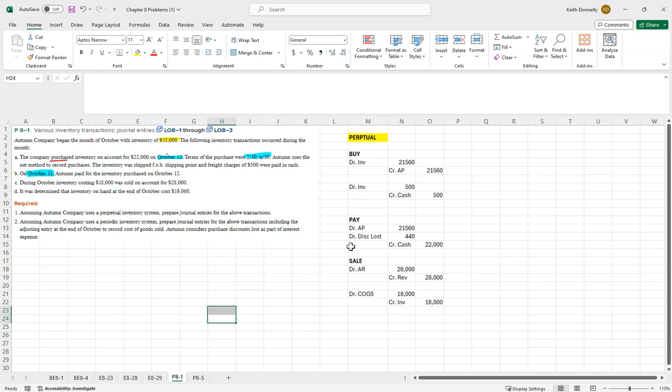So you can see every time there's a transaction, we're going to do a journal entry for it, and we're going to hit inventory, inventory, inventory. Likewise, when we sell it, at that point in time, we do the journal entry for cost of goods sold under perpetual. Now let's do periodic.